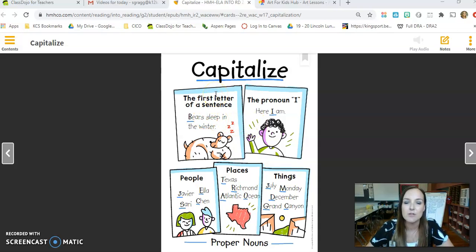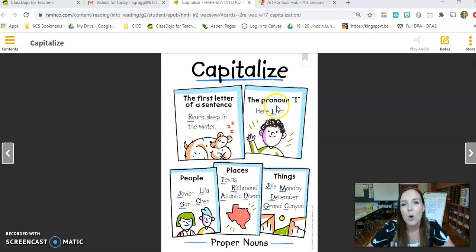So capitalize, you should know we have capital letters, which are the uppercase or the bigger letters. And then we have the lowercase, which are the smaller letters. So anytime we start a sentence, it always needs to start with a capital letter. No matter what the word is, if it's the first word in our sentence, it has a capital letter. So the example here is bears sleep in the winter. So bears here has a capital B.